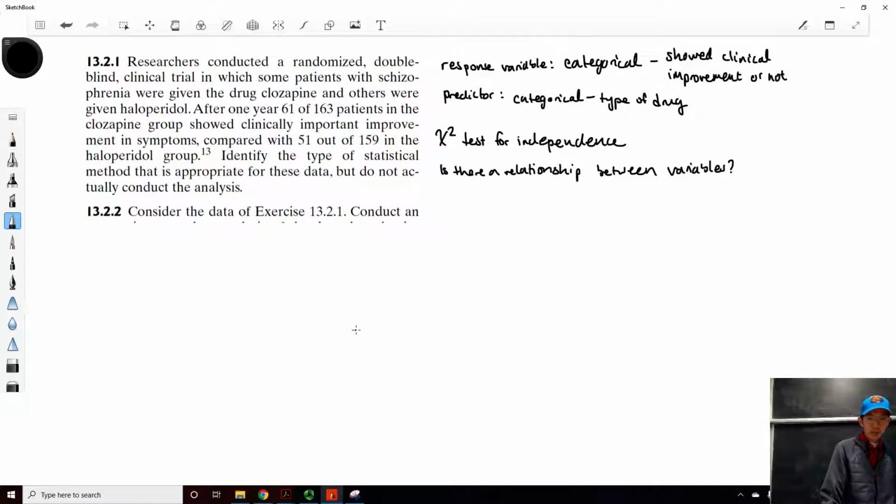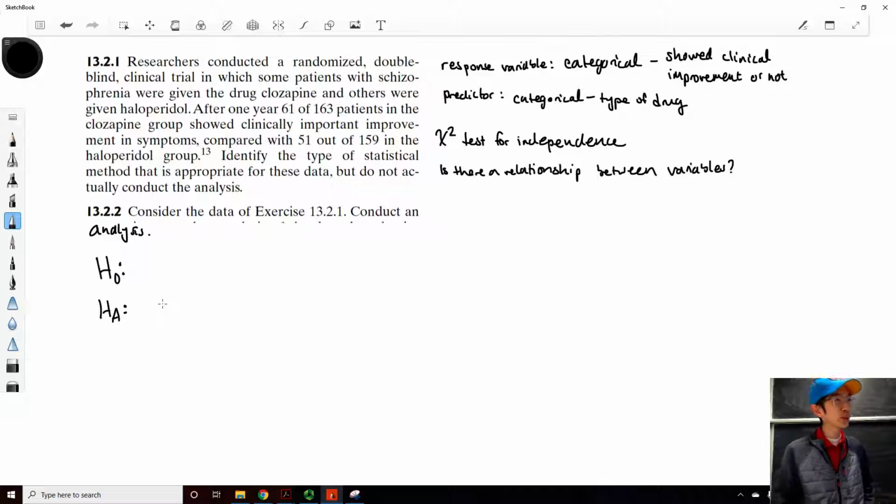All right. Okay, so 13.2.2 will be conduct an analysis. So if we're going to do a chi-square test for independence, let's go ahead and do this. All right. So earlier we did the symbolic representation of the hypotheses. What would our hypotheses be in words?